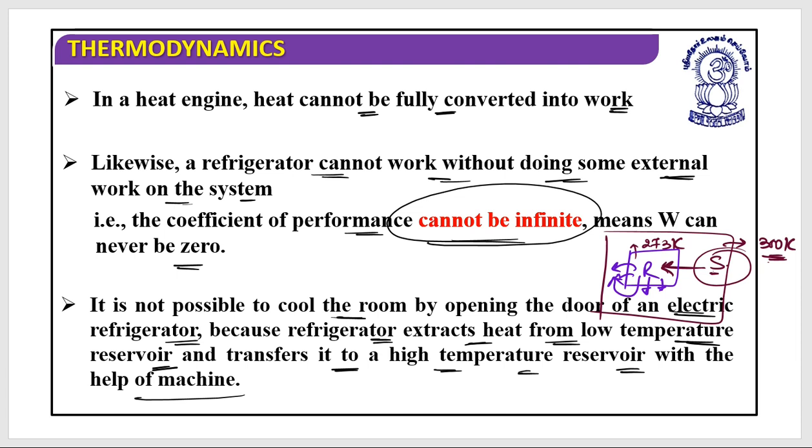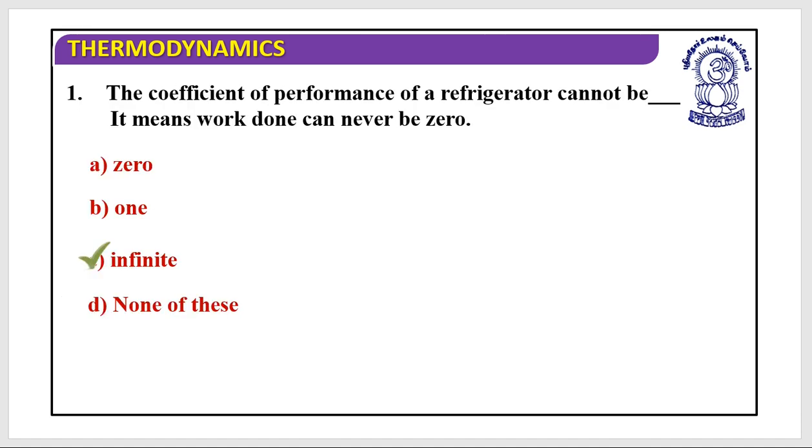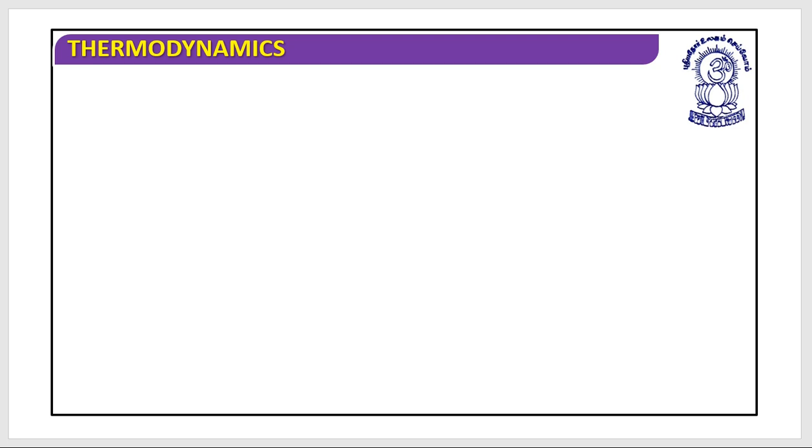Is it clear? Are you sure? Great. So the coefficient of performance of a refrigerator cannot be infinite. It means work can never be zero. It could not ever be infinite. I hope this is clear. Is it clear? Is it great? Let's work on the question.